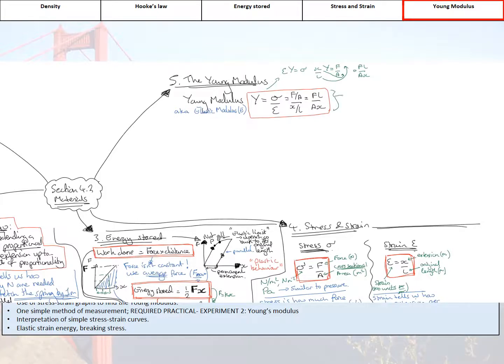Now this looks remarkably similar to the following. Except instead of force divided by extension, we've got force per meter squared divided by extension per meter. So we replaced force with force per meter squared. And we replaced extension with extension per meter.